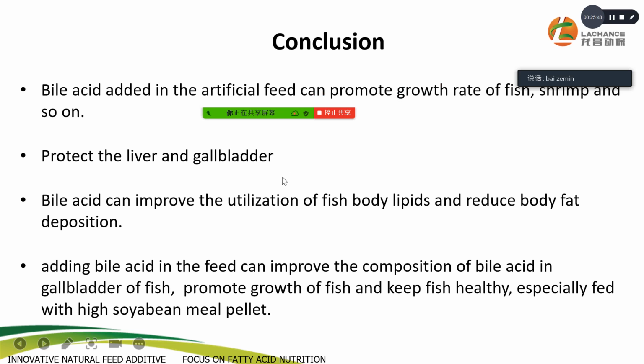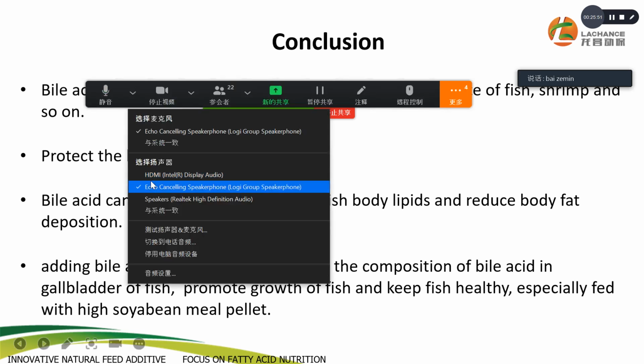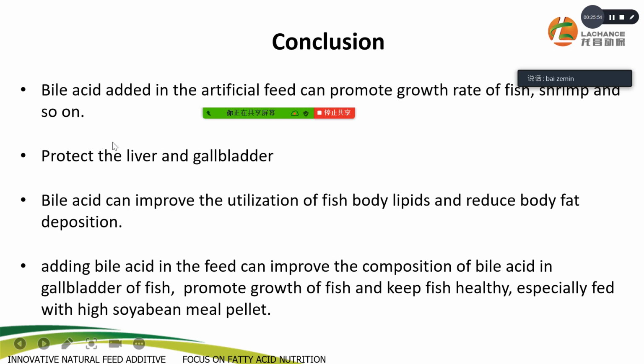And let me do a short conclusion. Bile acid added in the artificial feed can promote the growth rate of fish, shrimp, and even crab. Of course, definitely it will protect the liver and the gallbladder of fish. Bile acid can improve the utilization of lipid in the fish body or in the feed and reduce body fat deposition, and we have trials on this part.